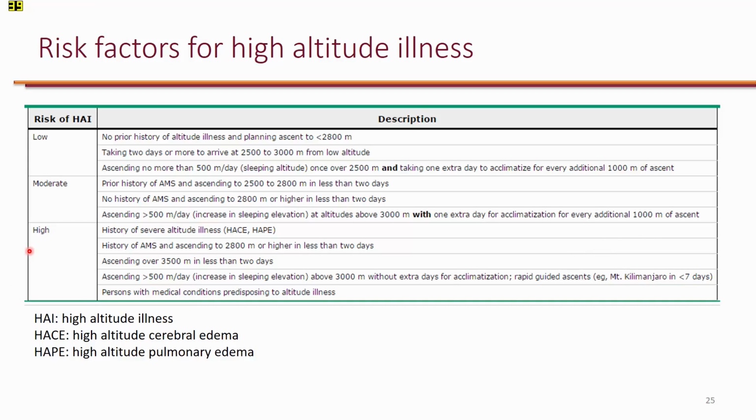And then high risk would be history of severe altitude illness such as high altitude cerebral edema and high altitude pulmonary edema. Also history of acute mountain sickness and ascending to 2,800 meters or higher in less than 2 days. And ascending over 3,500 meters in less than 2 days. And ascending more than 500 meters per day above 3,000 meters without extra days for acclimatization, rapid guided ascents, and also persons with medical conditions predisposing to altitude illness.